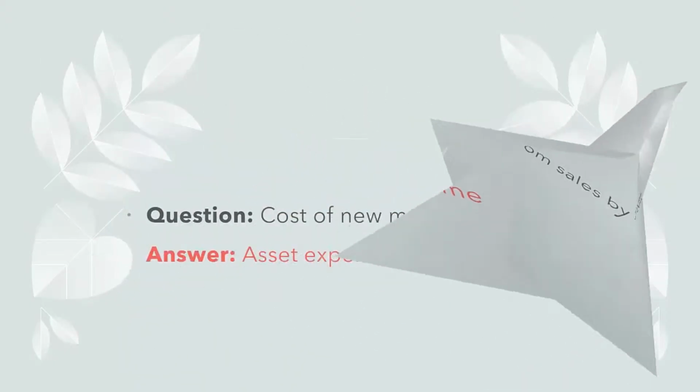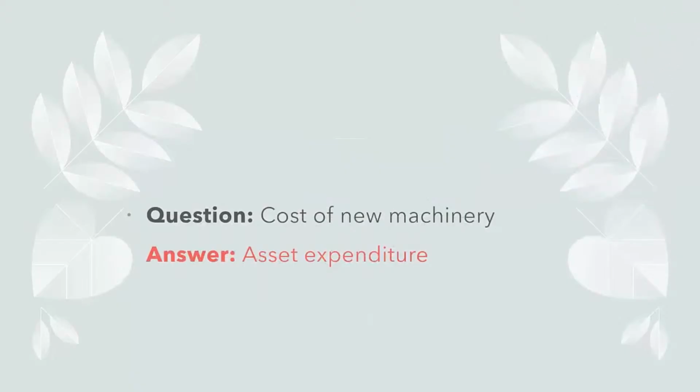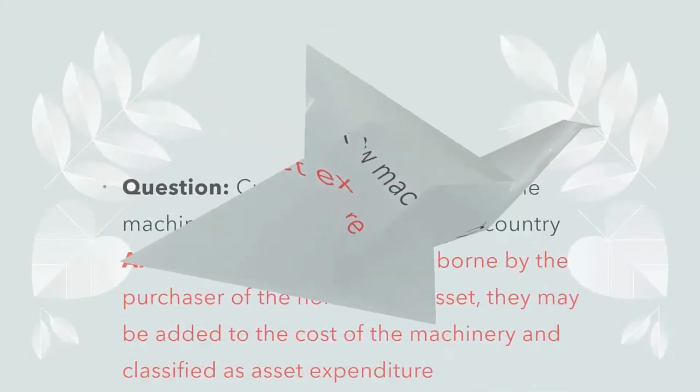G. Cost of new machinery. Answer. Asset expenditure. Explanation. Why? Buying new machinery is a long-term investment. Machinery is a non-current asset that the business will use for many years to help generate revenue. The cost is recorded on the balance sheet under machinery and not immediately deducted as an expense. Instead, the cost will be depreciated over the asset's useful life.